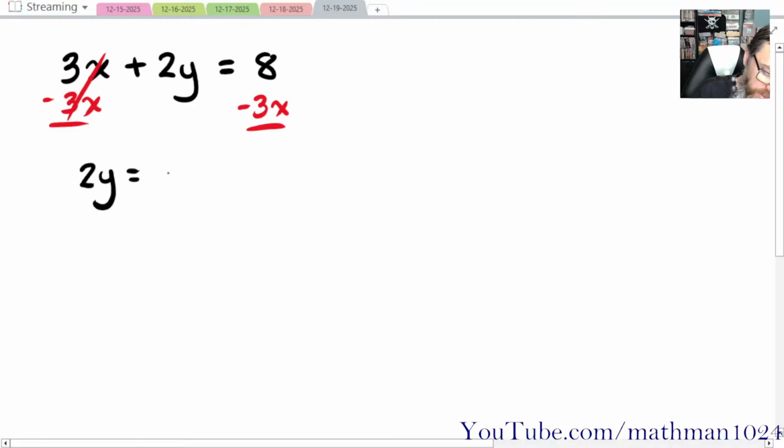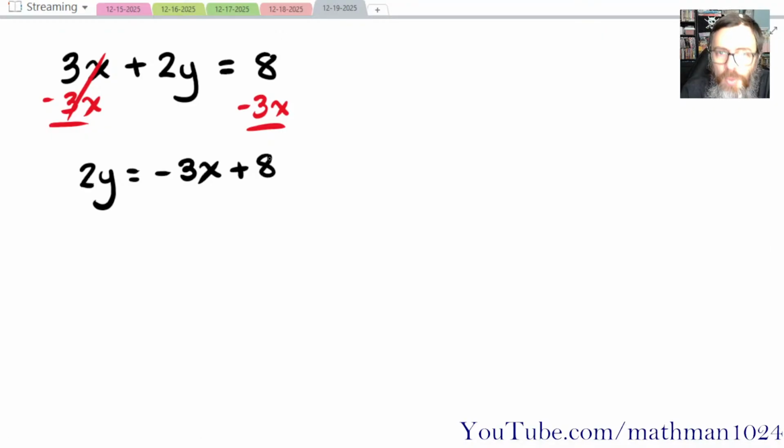So we got 2y equals negative 3x plus 8. And before you even ask, what if I write 8 minus 3x? It's the same thing. However, think about the formula for the slope-intercept form. It goes y equals mx plus b. So if we put the variable term first and the constant term at the end, then we're putting it in the same format as the slope-intercept form.